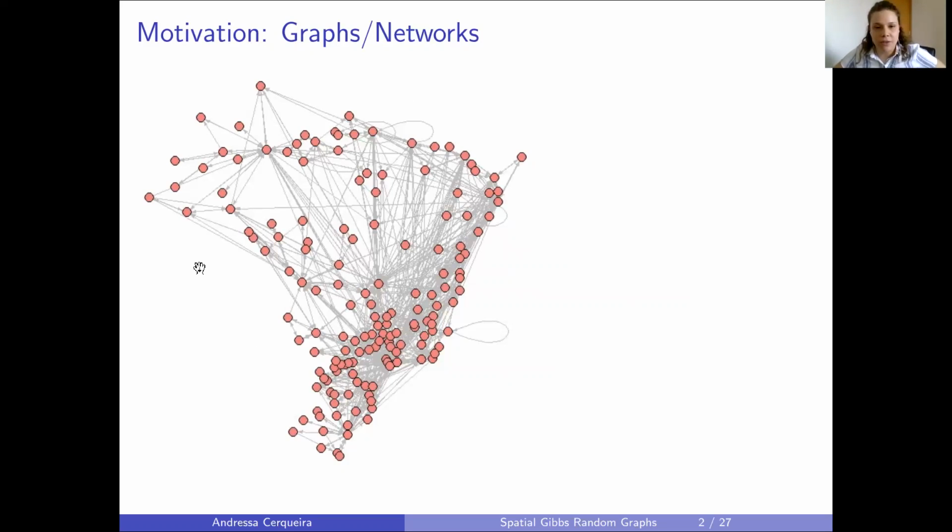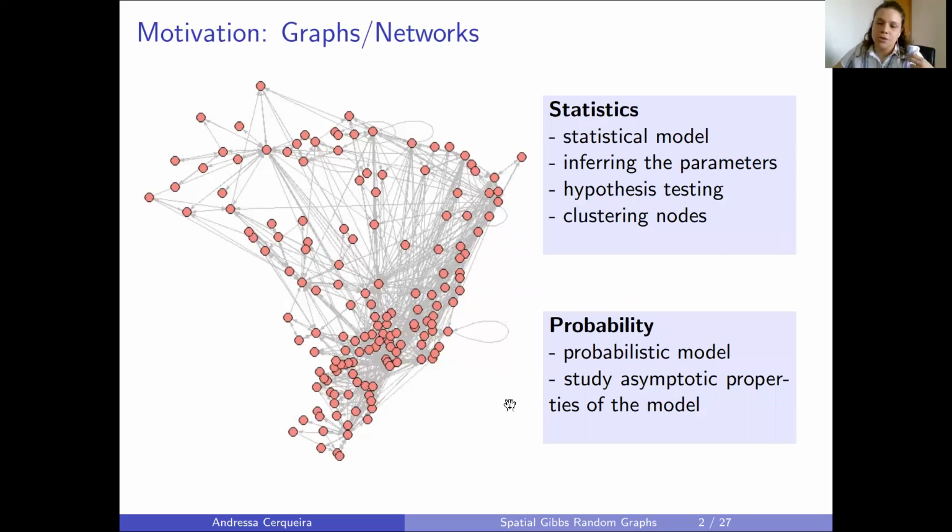So when we have this kind of data, we can think about analyzing it or having some kind of questions that we want to answer from two different points of view. The first is a statistical point of view, where we can define a statistical model. Then we can try to infer the parameters of this model. If this model is a parametric model, we can test hypotheses about this network using statistics, or we can also think about clustering nodes of the graph into different communities or regions.